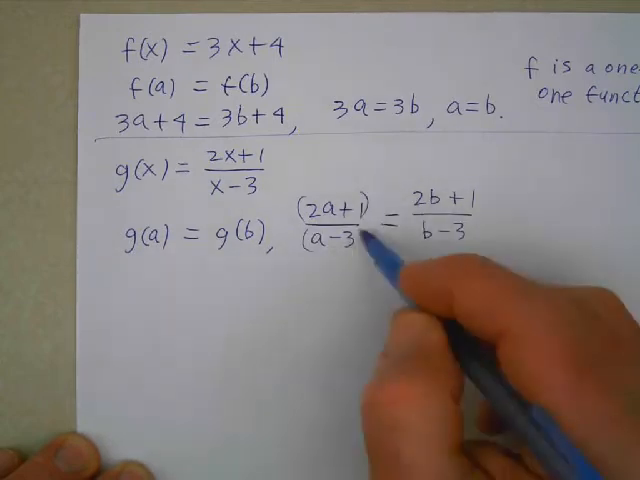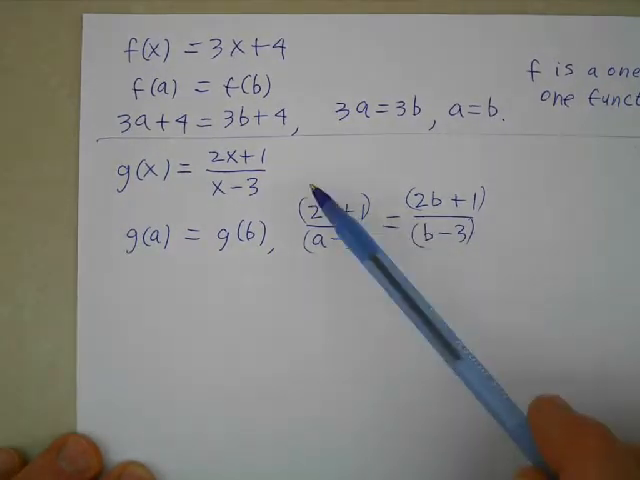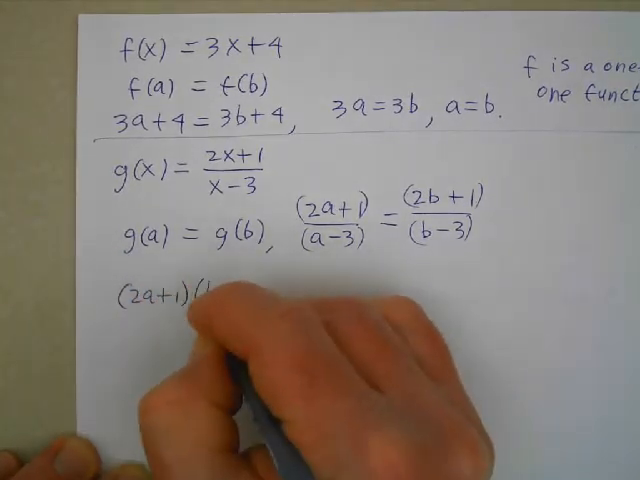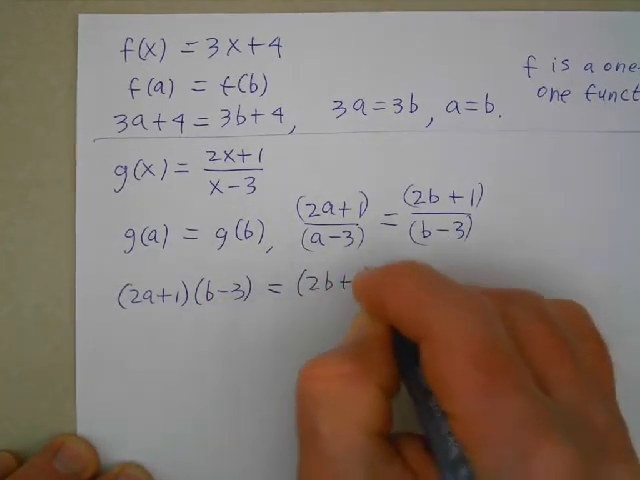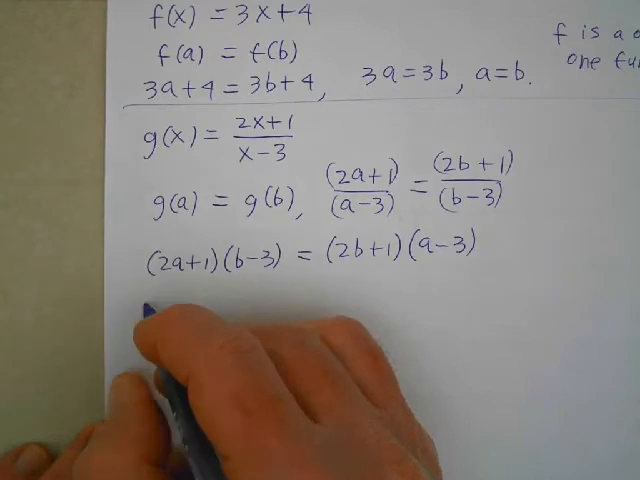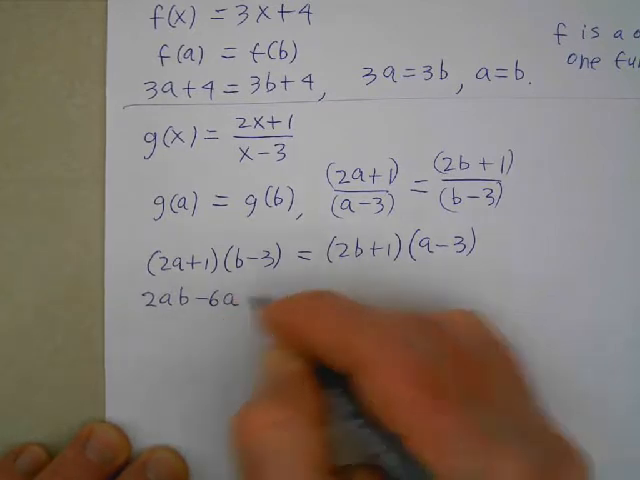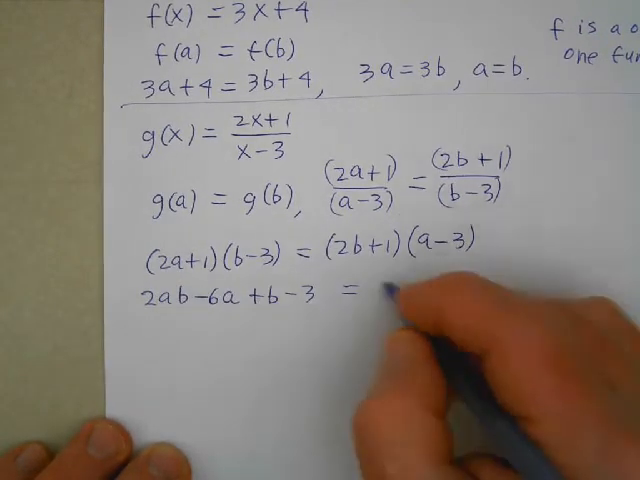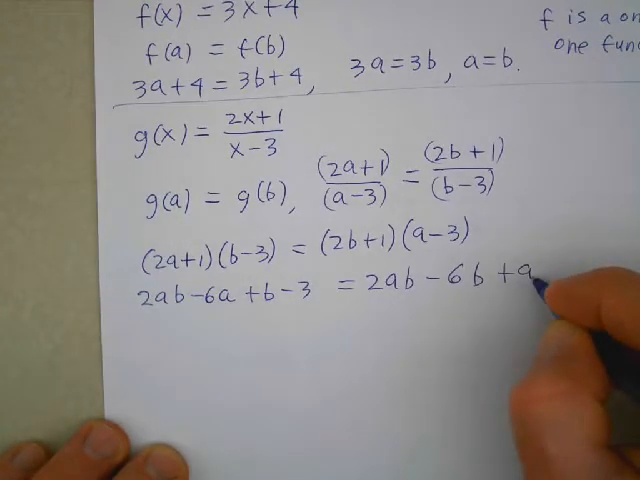And then we'll use the cross products are equal property. If two fractions are equal, then so are their cross products. One cross product is 2a plus 1 times b minus 3. That's equal to the other cross product, which is 2b plus 1 times a minus 3. Then we'll do algebra and arithmetic on both sides. 2a plus 1 times b minus 3, we get 2ab minus 6a, and then plus b minus 3. On the right-hand side, 2b times a is also 2ab, and then minus 6b, and then plus a and minus 3.